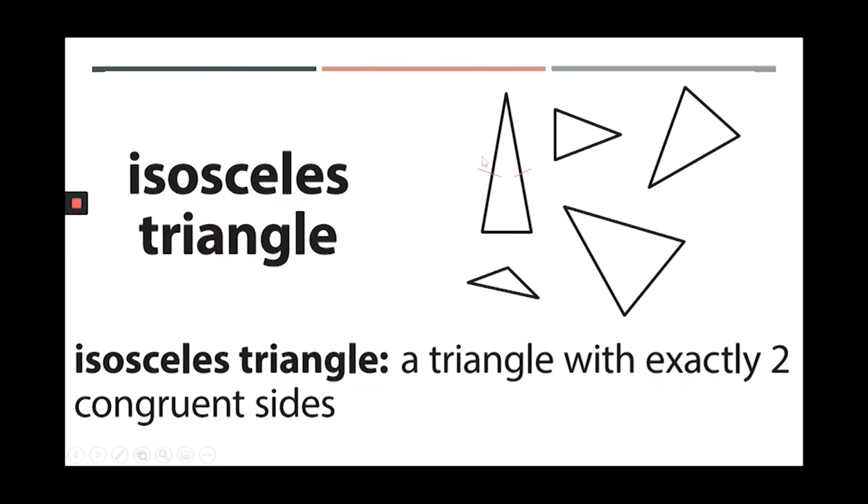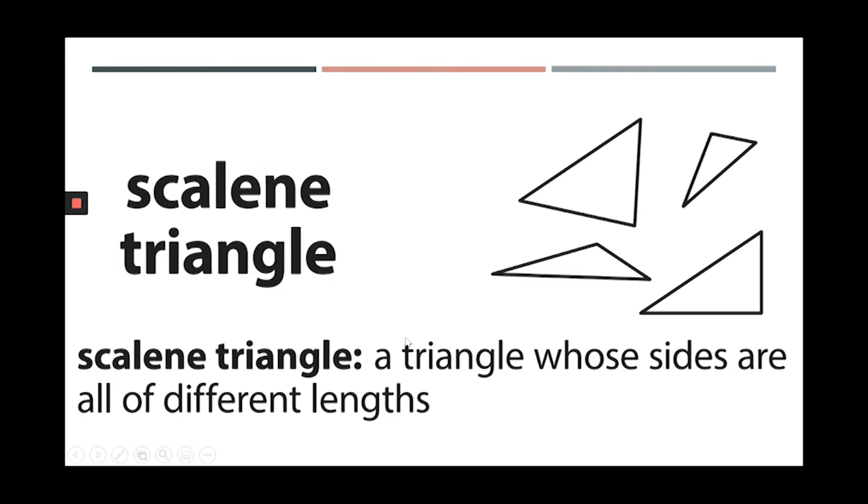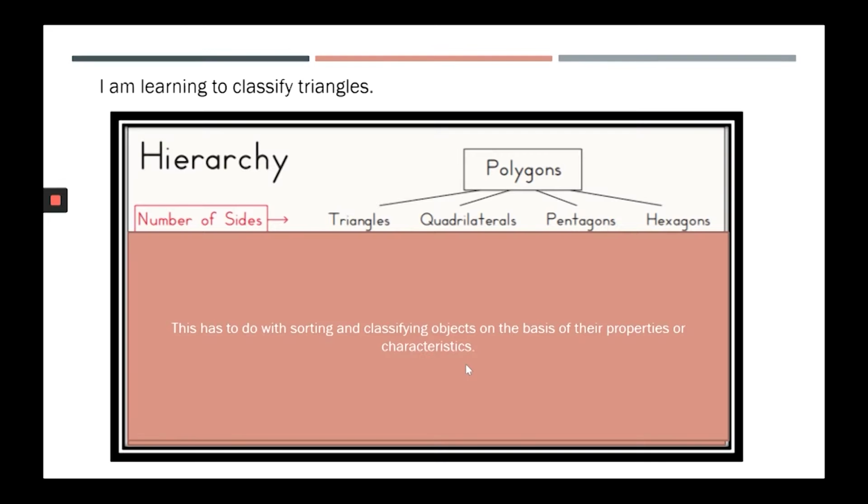An isosceles triangle is a triangle with exactly 2 congruent sides. So in this triangle, you can see these 2 have been marked because these are the 2 sides that are the same. And then obviously this one is different. And then we have a scalene triangle. It's a triangle whose sides are all of different lengths.